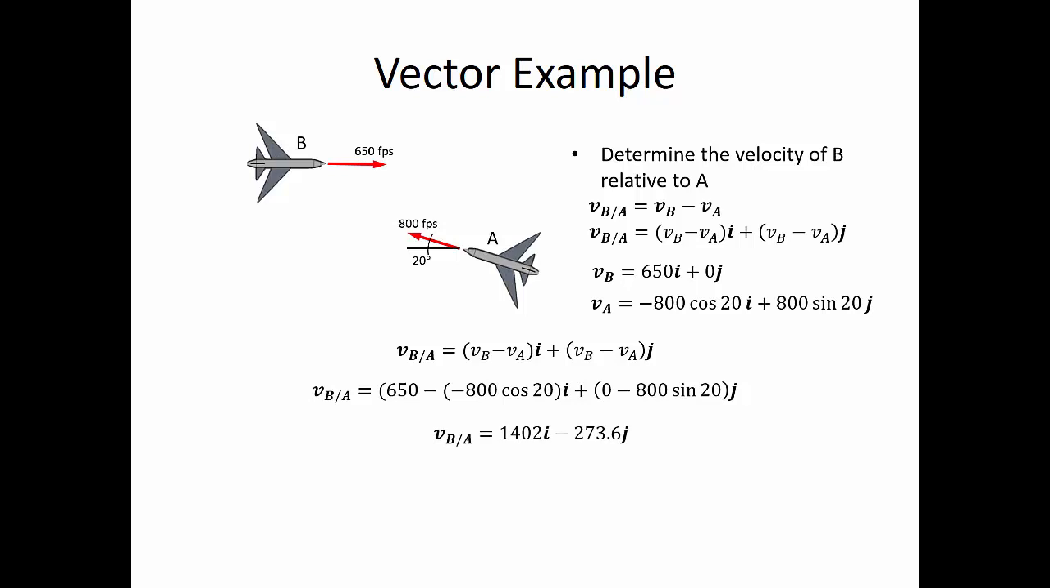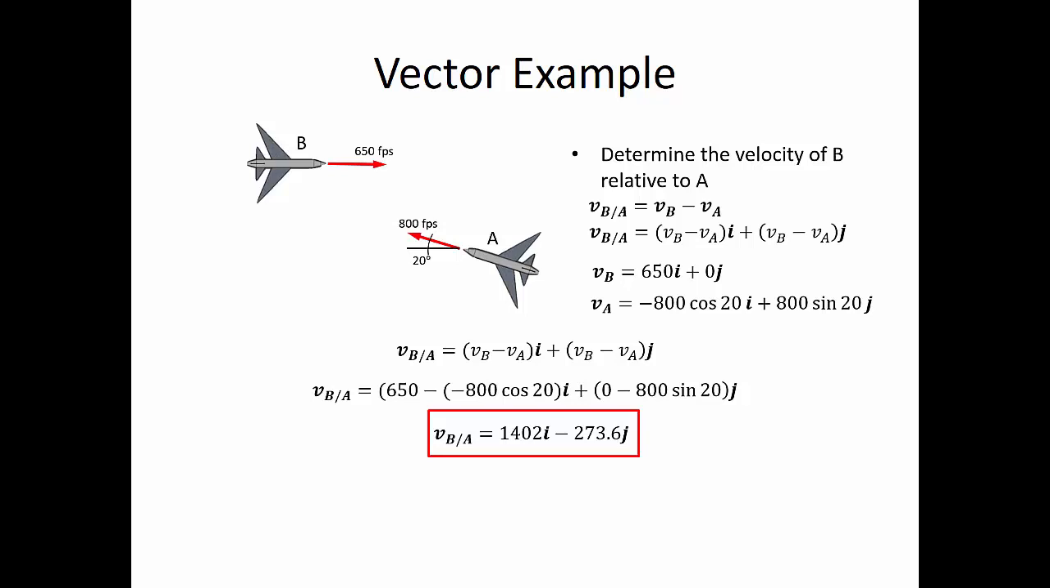Simplifying, we get that the velocity of B from the perspective of A is 1,402 in the i direction minus 273.6 in the j direction. Using a vector, we have everything we need to characterize this motion. We can tell what the direction is, and we know what the velocities are in each direction.